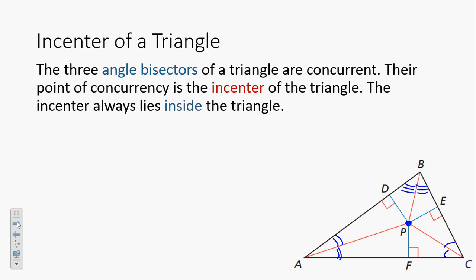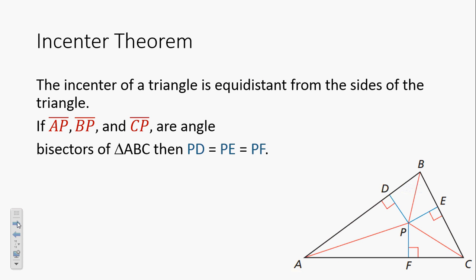So the incenter theorem tells us a special property about incenters. It says that the incenter of a triangle is equidistant from the sides of the triangle. Perpendicular bisectors are equidistant from the vertices. Incenter, equidistant from the sides. Bisect the angles, you're equidistant from the sides. Find the perpendicular bisector of the sides, you're equidistant from the vertices.